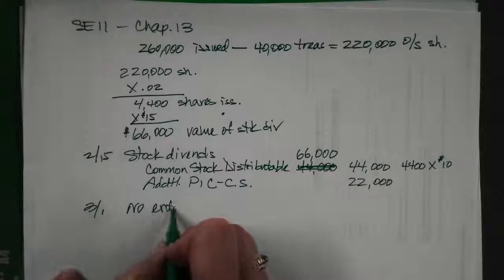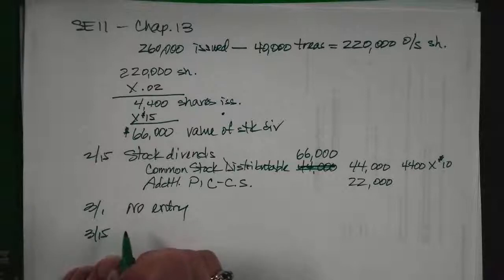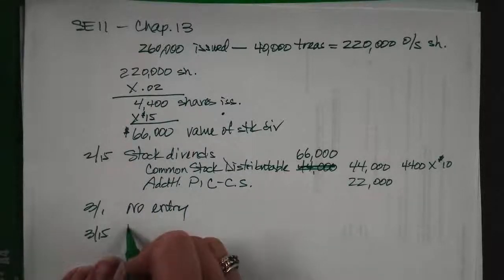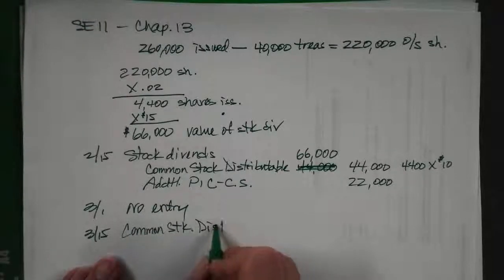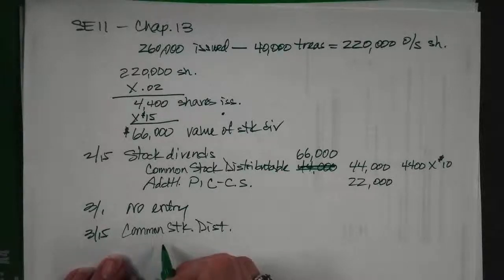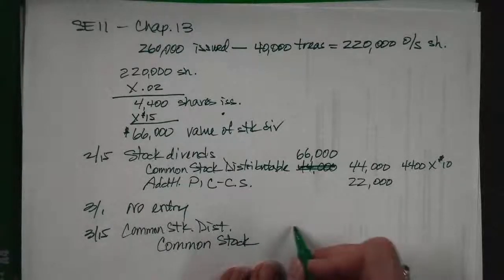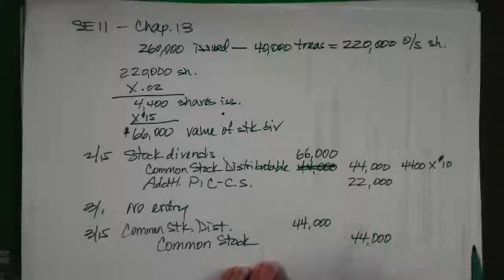Okay? Then on March 1st, there's no entry required, right? Because they're just trying to figure out who owns the stock. And then on March 15th, we will actually issue the shares to everybody. And all we do is take it out of this liability account called common stock distributable and put it into common stock. So we now have more shares outstanding. We don't have to do anything with that extra $22,000. We'd already put it in additional paid in capital.